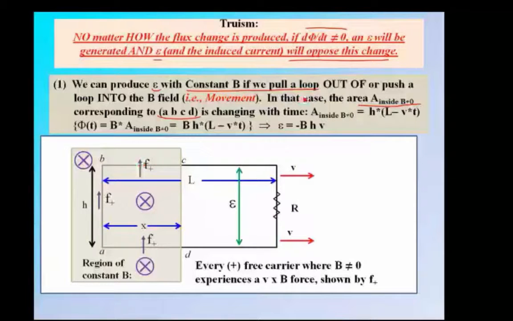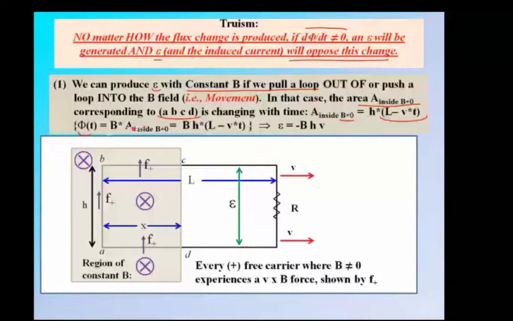That's what's changing with time. So the A inside, where we have non-zero B, will be equal to h times the distance x, which is L minus Vt. L is the total distance here. X is the distance where we're inside the field. And so if we subtract x from L and then use x equal Vt, then we come up with this quantity here.